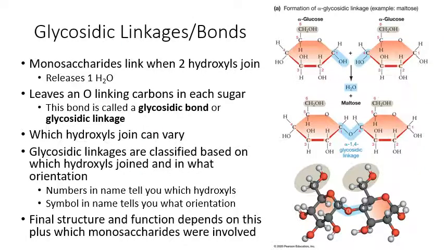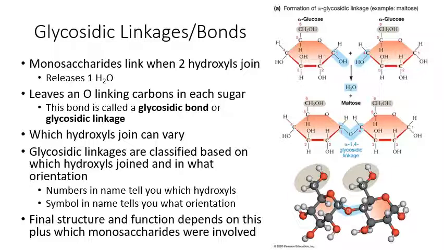So we've talked about the structure of monosaccharides now. For the other types of carbohydrates, for disaccharides, oligosaccharides, and polysaccharides, they all involve multiple monosaccharides that are linked together. And anytime monosaccharides are bound together, it's going to be using a special type of bond called a glycosidic linkage or a glycosidic bond.